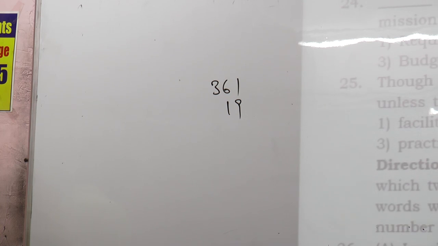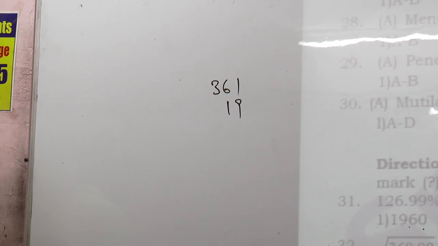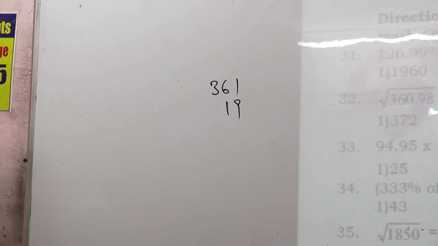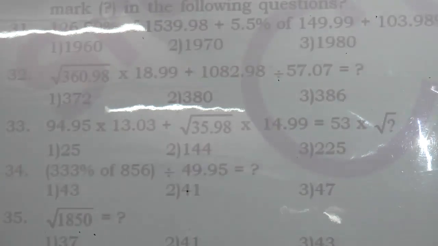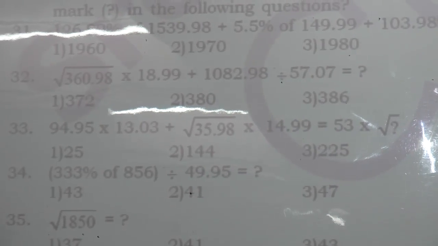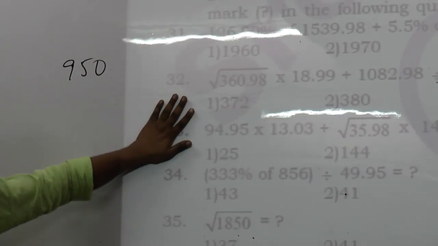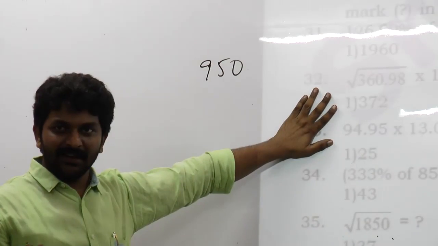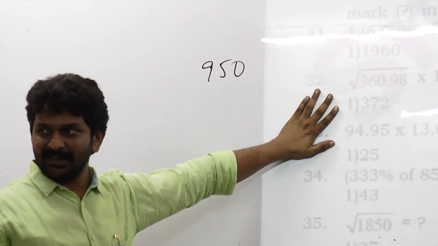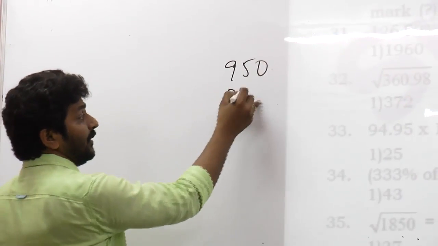Next, 95 into 13. 95 10 times plus 95 3 times. 95 10 times 950. 95 3 times. Wait a minute. I will treat 95 as 5 less than 100. 3 times will be 15 less than 300. That is 285.